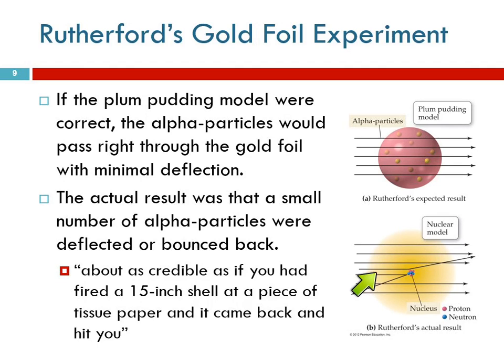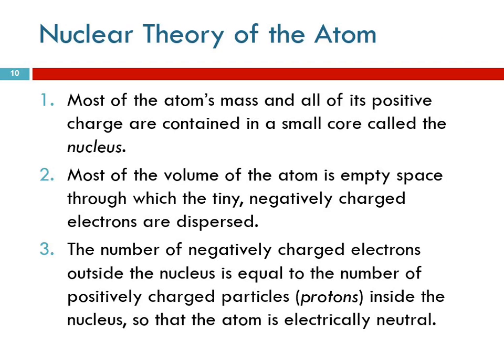They were shocked by this. What on earth is going on that these particles are bouncing back? Obviously, the plum pudding model is not going to work. So they come up with a new model. Well, based on our new evidence here, what's going on? So this led to the nuclear theory of the atom.